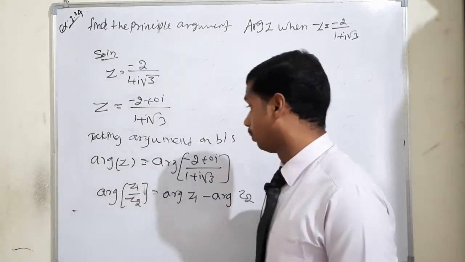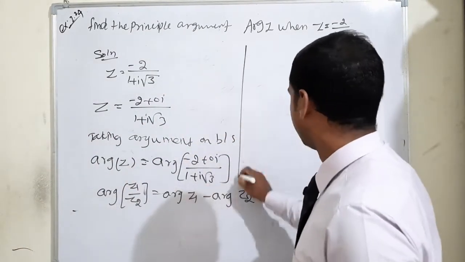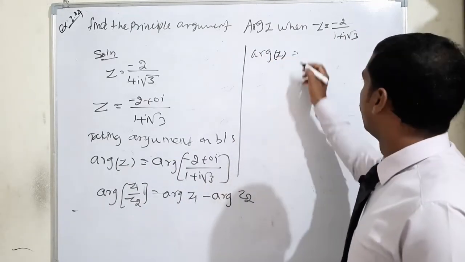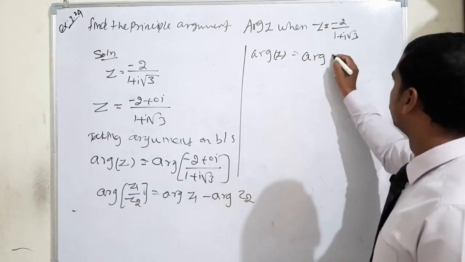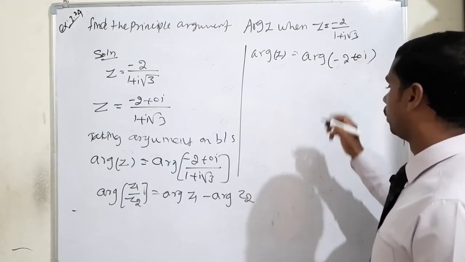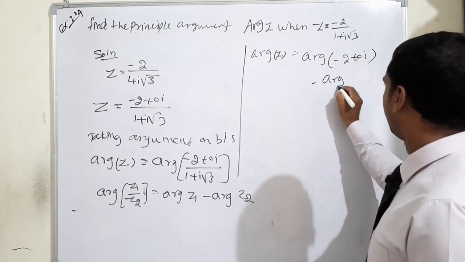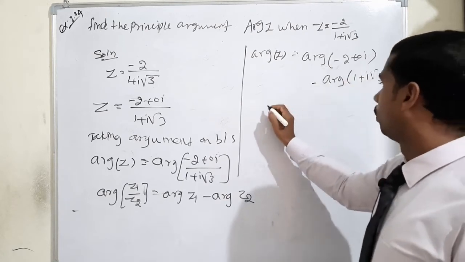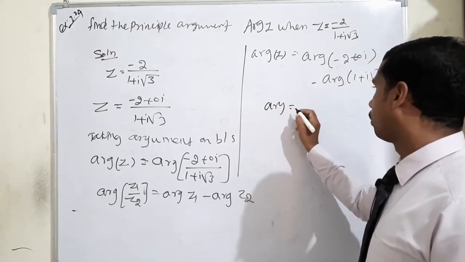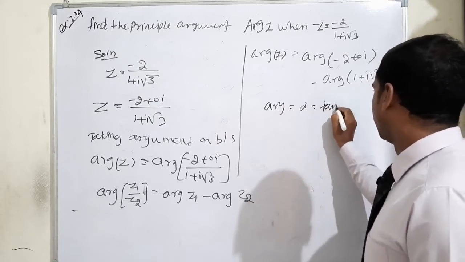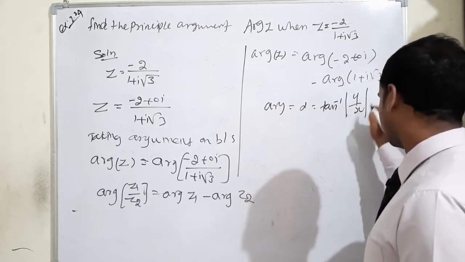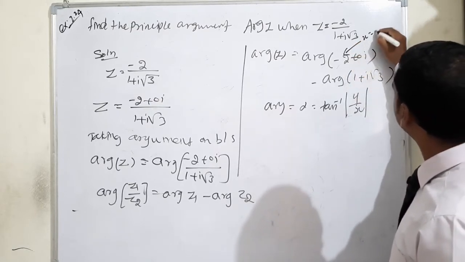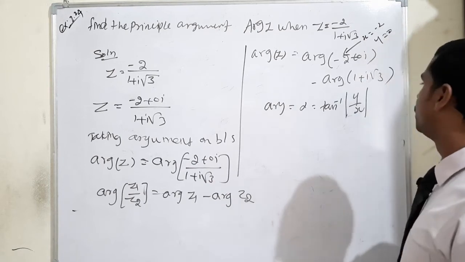So how to rearrange now? Argument of z is equal to argument of minus 2 plus 0i minus argument of 1 plus i root 3. Already we know one formula: argument means alpha is equal to tan inverse modulus of y by x, isn't it? So tan inverse modulus of y by x, where the x value will be minus 2 and the y value will be 0, isn't it?